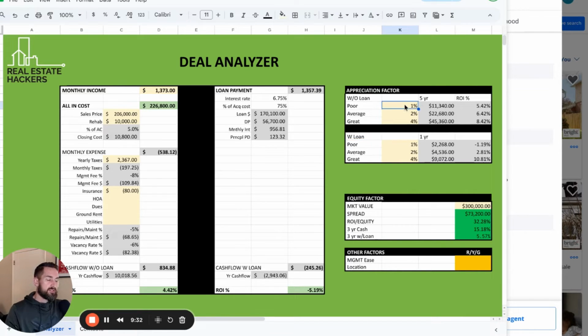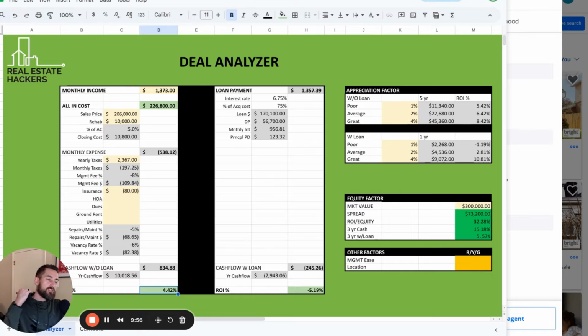And basically what this is just trying to identify for you is, without a loan, if the property appreciates 1% a year, what does that do to your return? So instead of you getting this 4.42% return, if your property appreciates 1% a year, you're going to end up getting a 5.42%.